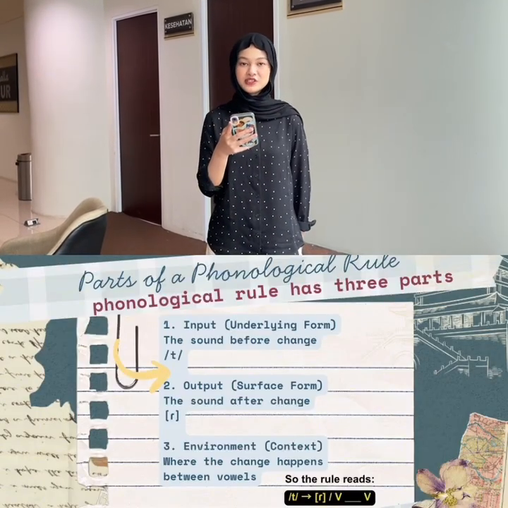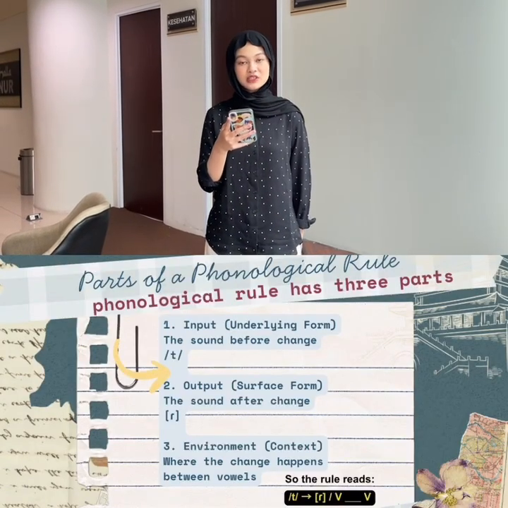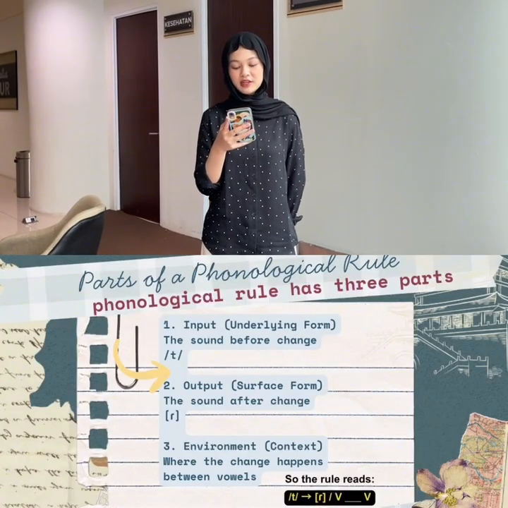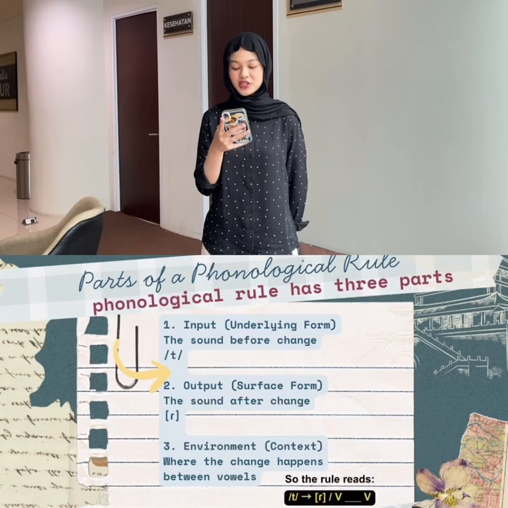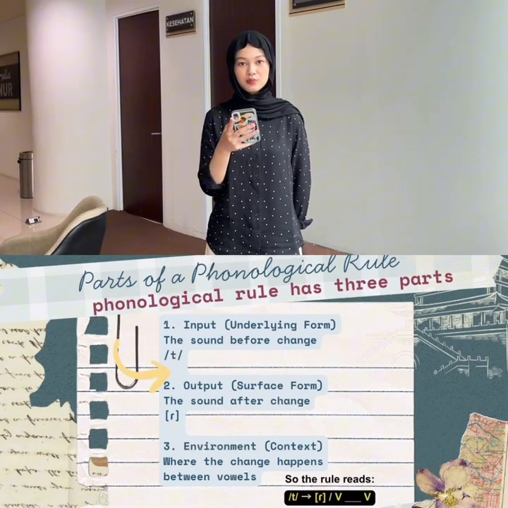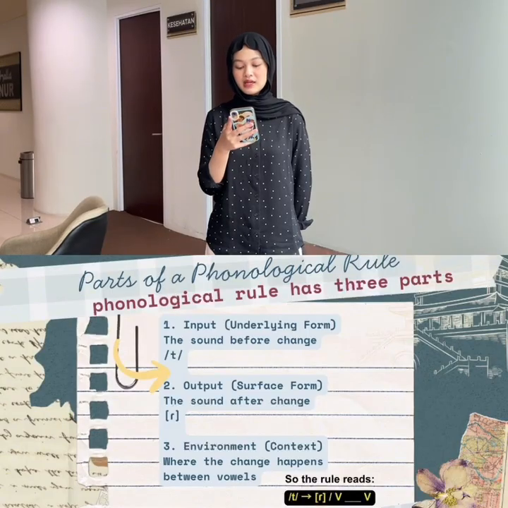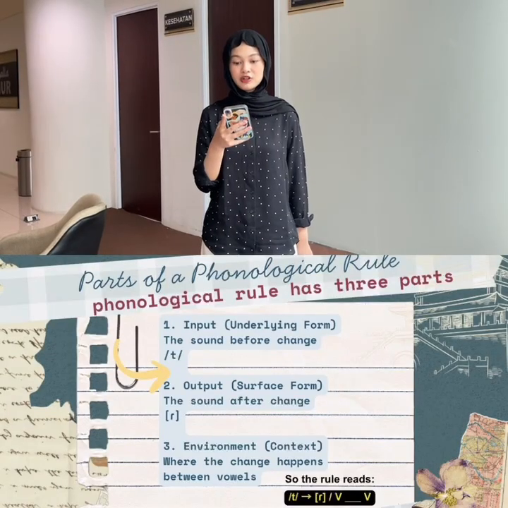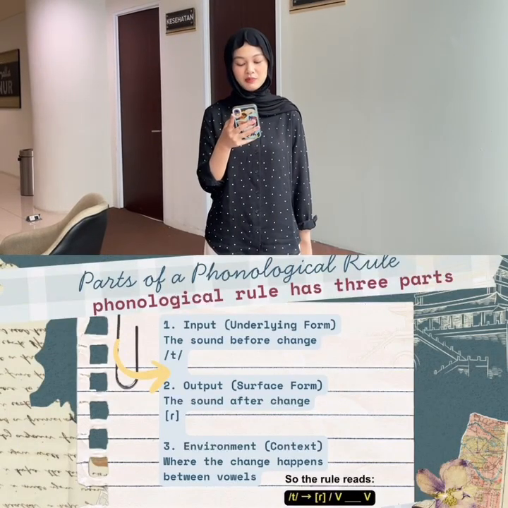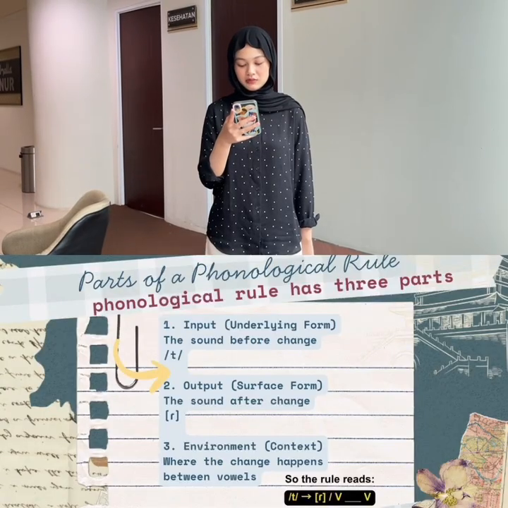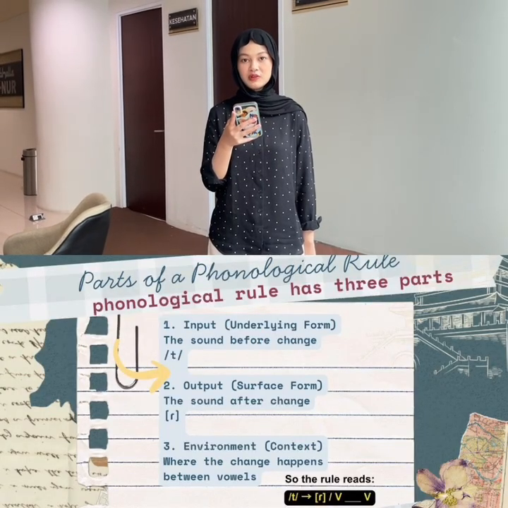I want to talk about parts of the phonological rule. So a phonological rule has three parts. First is the input or underlying form, which is the sound before change, and the example is the T sound. Second is the output or surface form, the sound after change, and the example is the R sound. And then the context is where the change happens, between vowels. So the rule reads: T becomes R between vowels.